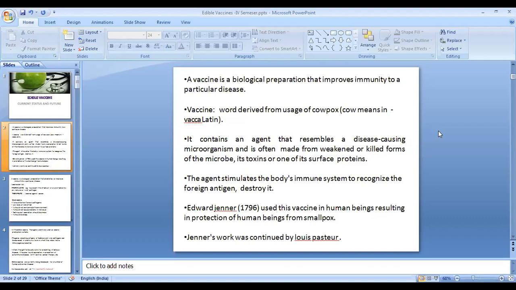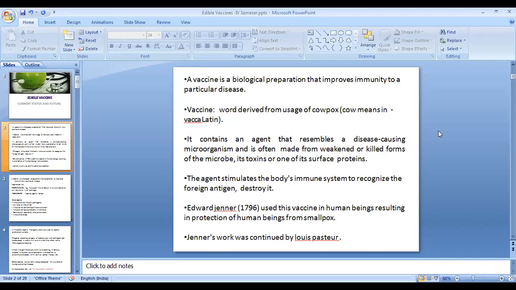This word vaccine is derived from the usage of cowpox. Cow means vacca in Latin. It contains an agent that resembles a disease-causing microorganism and is often made from weakened or killed forms of the microbes, or otherwise its toxins or one of its surface proteins. That means in detail we would have studied about what a vaccine consists of.